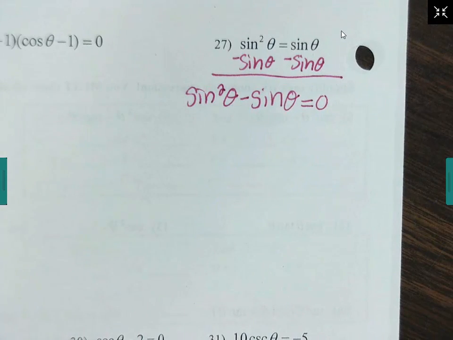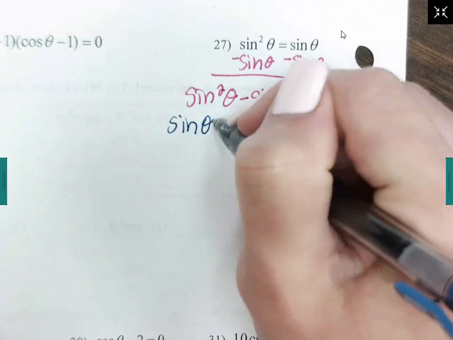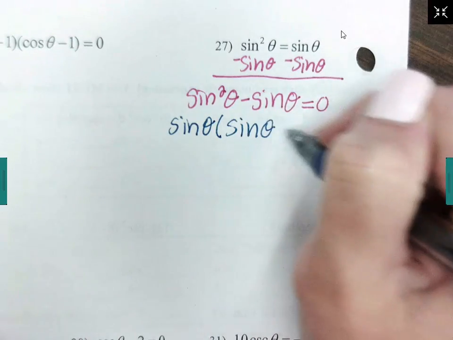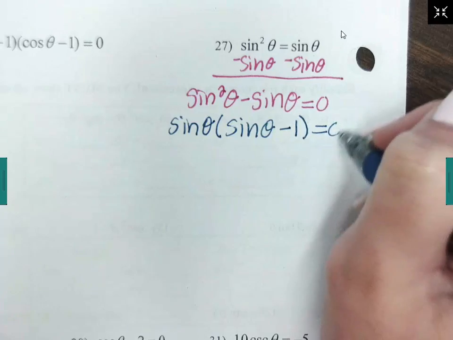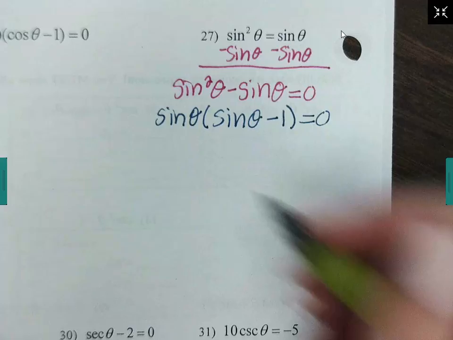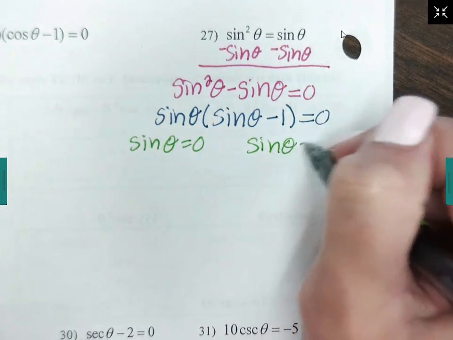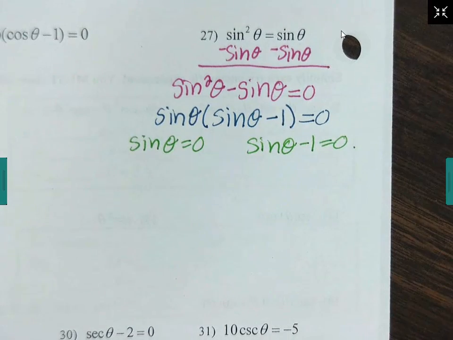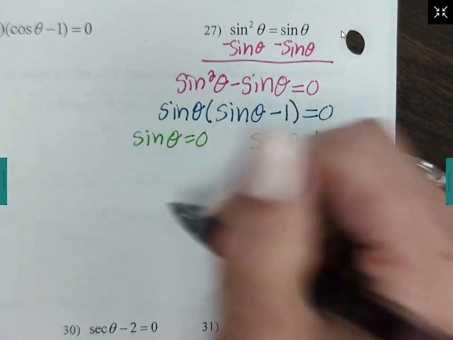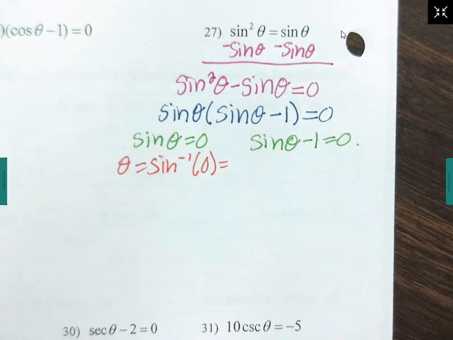So at this point, what would we do from here? Factor out your sine of theta. That leaves you with sine of theta minus 1. And now what would we do? Very good, set them equal to 0. Sine of theta is equal to 0. Sine of theta minus 1 equals 0. And now? Good. And what does that give us?